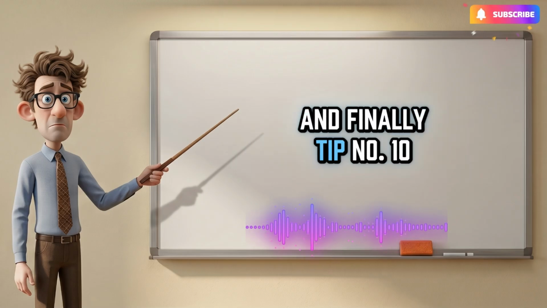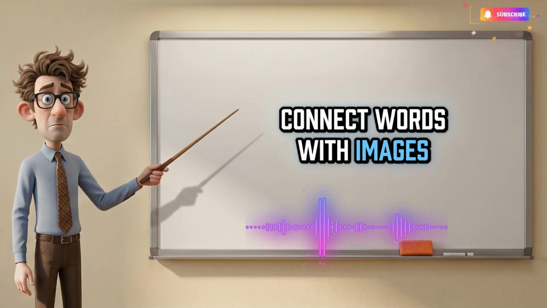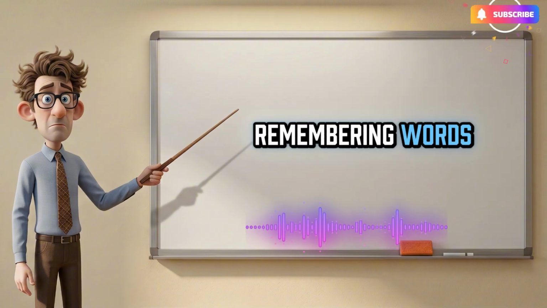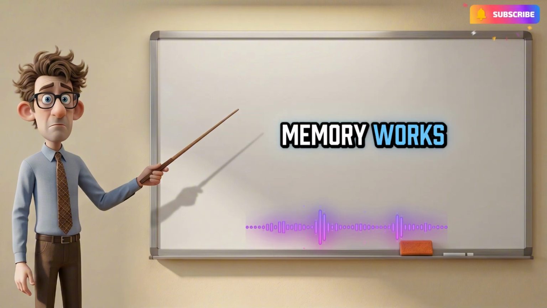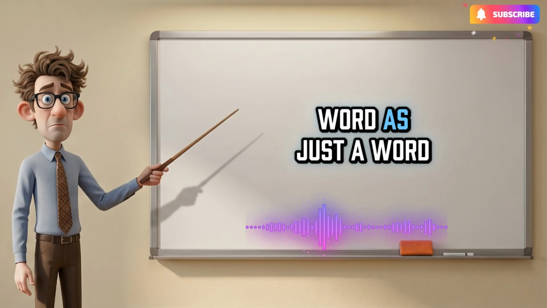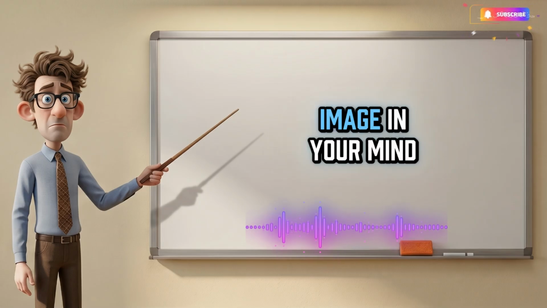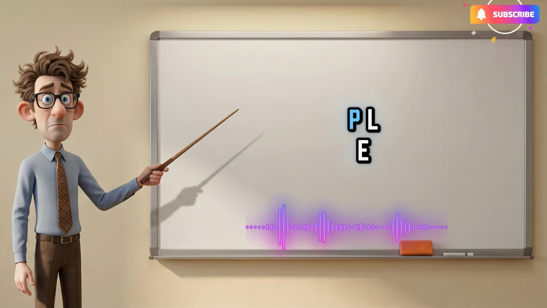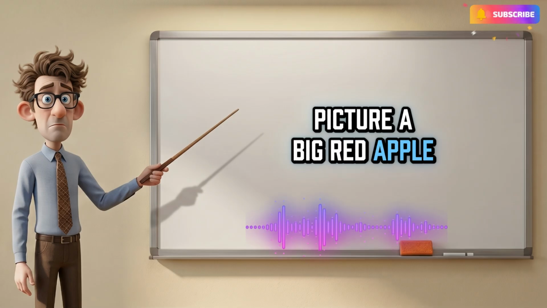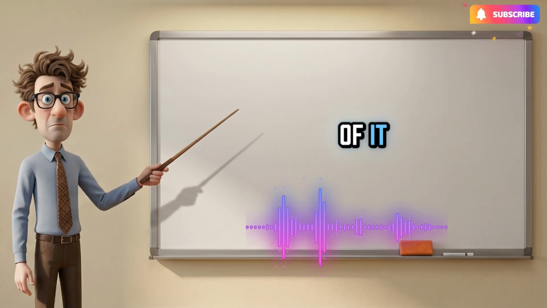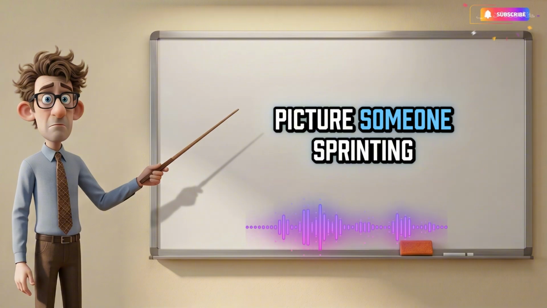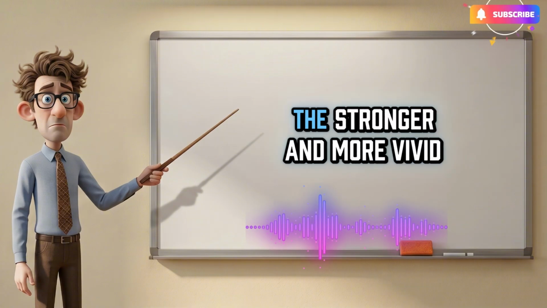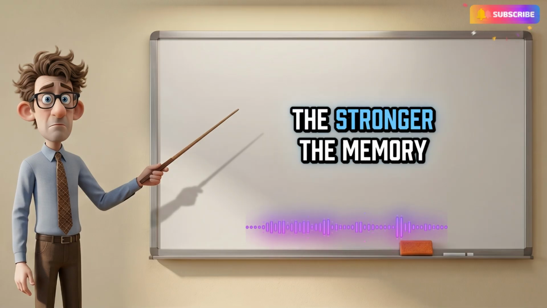And finally, tip number 10, connect words with images. Your brain is actually much better at remembering pictures than it is at remembering words. This is just how human memory works. So instead of studying a word as just a word, connect it to a visual image in your mind. When you learn the word apple, do not just see the letters A-P-P-L-E. Picture a big red apple, maybe with a bite taken out of it. When you learn the word run, picture someone sprinting. When you learn the word sad, picture a face with tears. The stronger and more vivid the image, the stronger the memory.